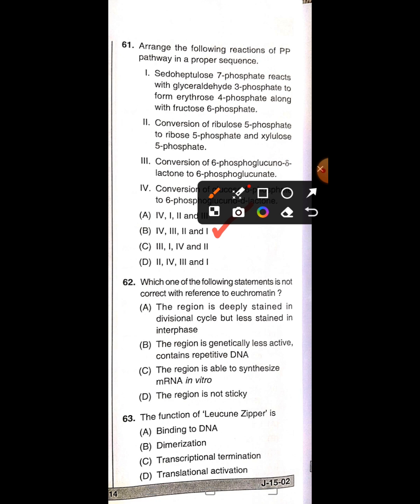So I'm going to give you the answer. That is B. The region is genetically less active, contains repetitive DNA is the correct statement regarding euchromatin. Let's see the next question.